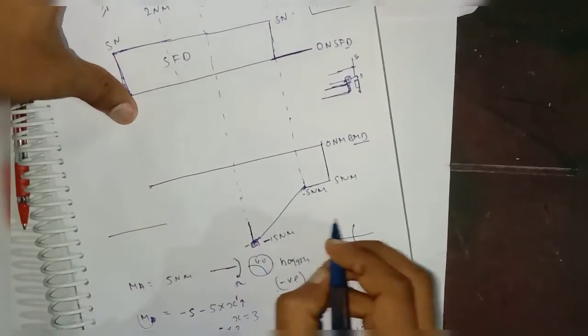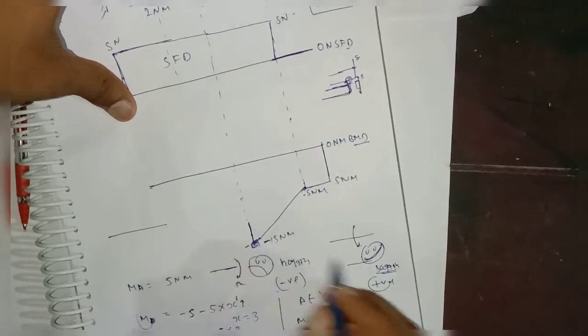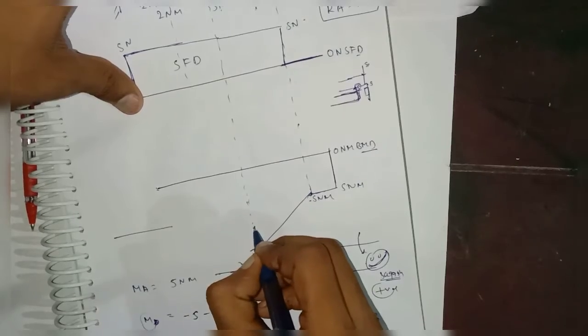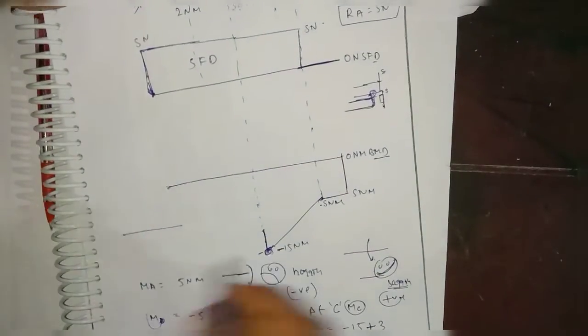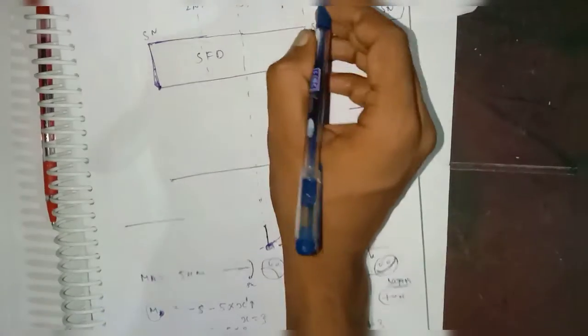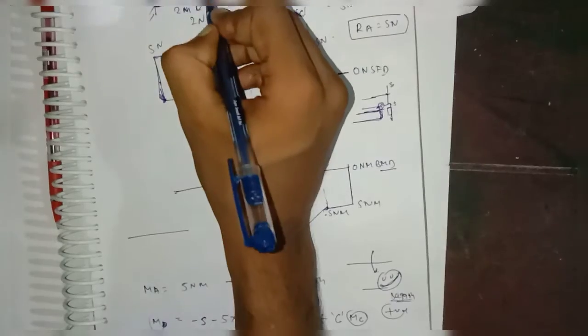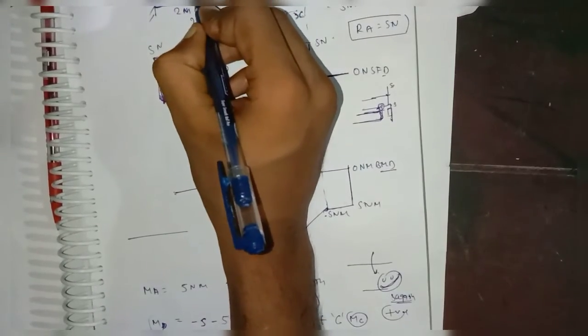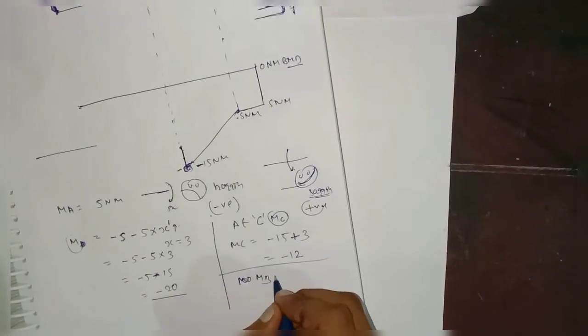And then, suppose we have to do up to this, how much it will decrease, right? So it will start from here, and next, it will decrease. And then, suppose I want to find the moment at B. So I want to find the moment at B.